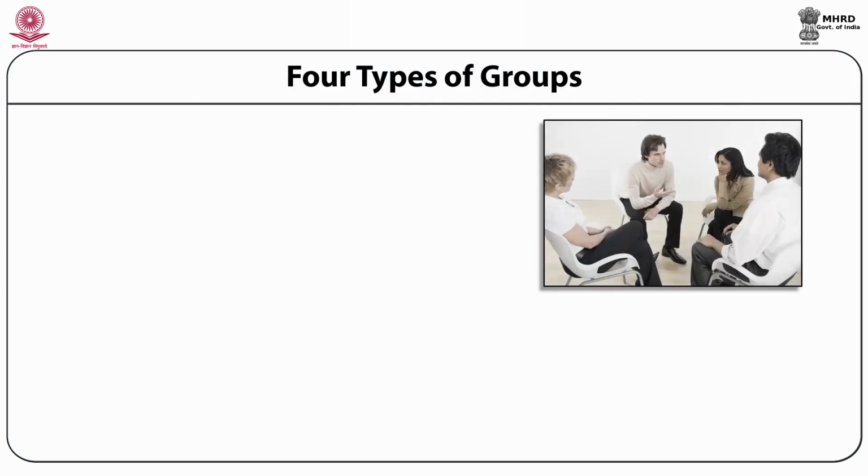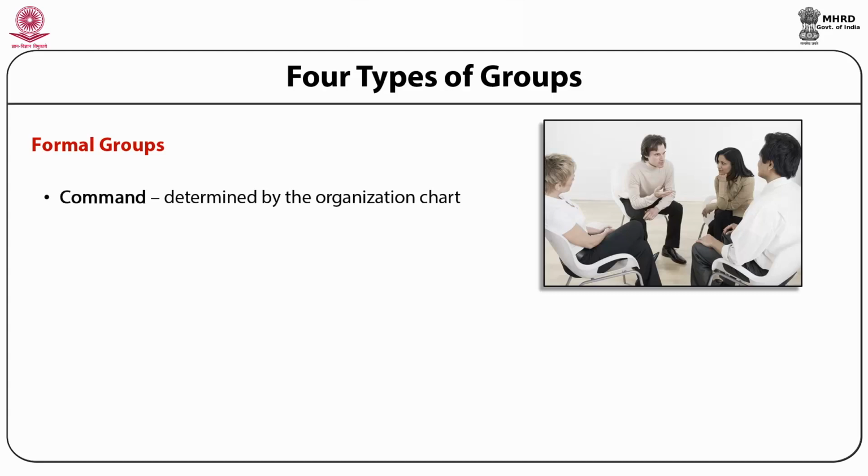Let us try to understand again the formal groups and the informal groups. Now, I would like to tell you that the formal groups are specifically more in the nature of being command groups and the task groups. So basically, command groups and task groups are a type of formal groups. Now let me tell you that command groups are determined by the organization chart. On the other hand, the task group is where the members of the group are working together to complete a specific task or a job assigned to them. I think this would make you understand the nature of formal groups more clearly.